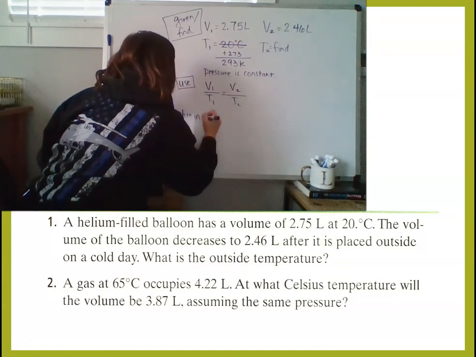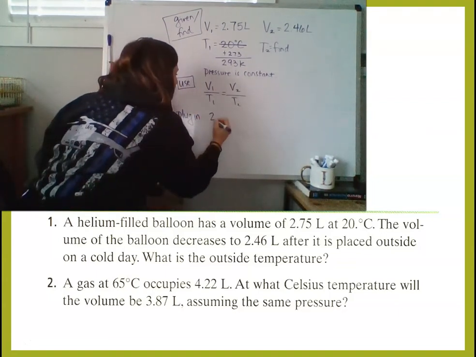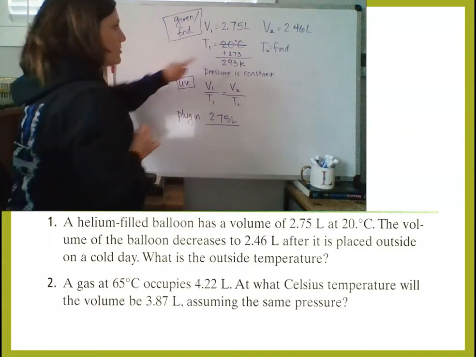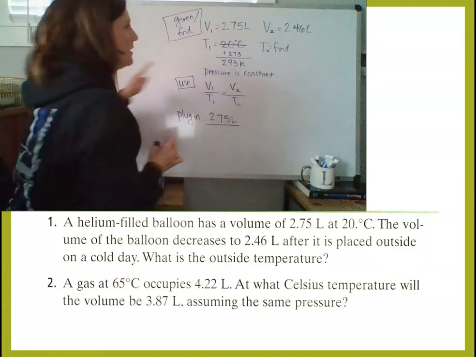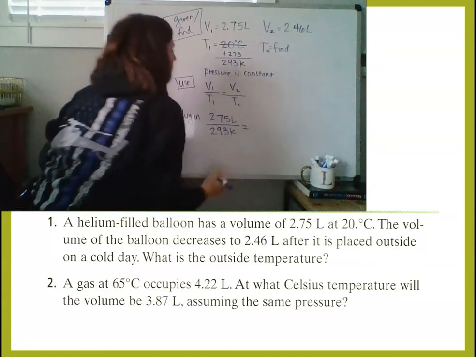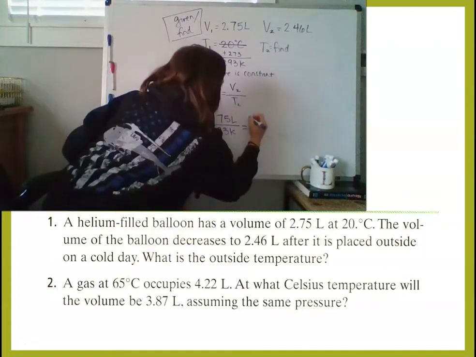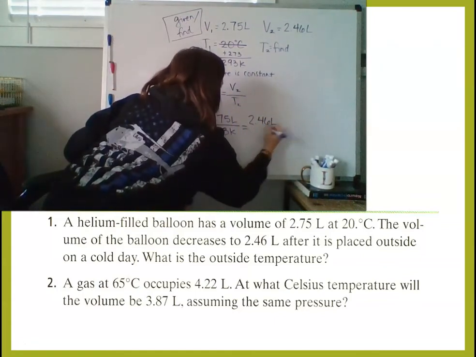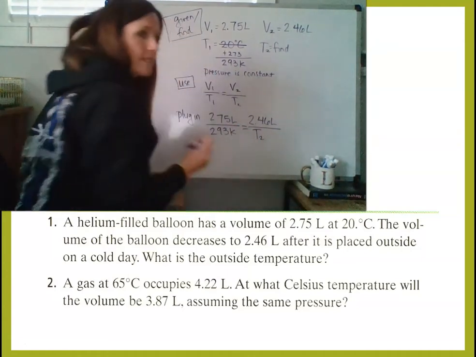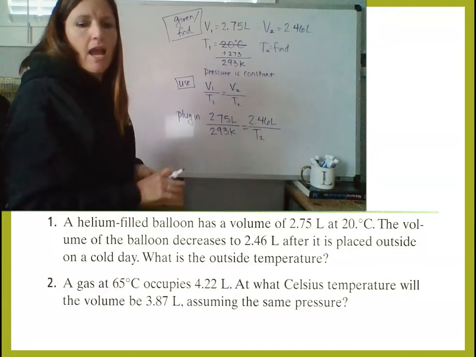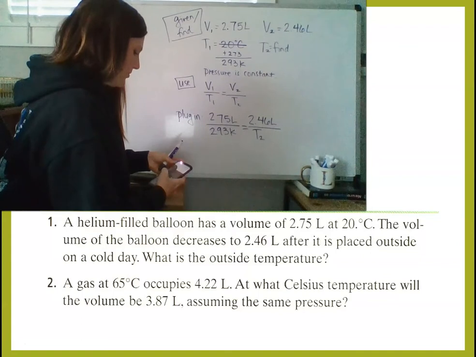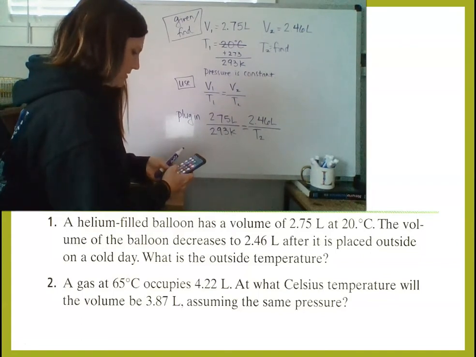So V1, 2.75 liters over T1. Remember to use our number in Kelvin, 293 Kelvin, equals V2, 2.46 liters over T2. That's what we're trying to solve for, T2. And so what we're going to need to do now is plug this into our calculators. So get your calculators out.